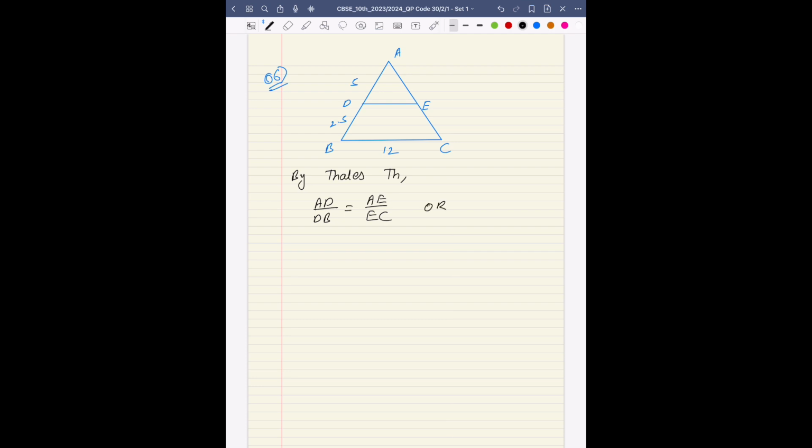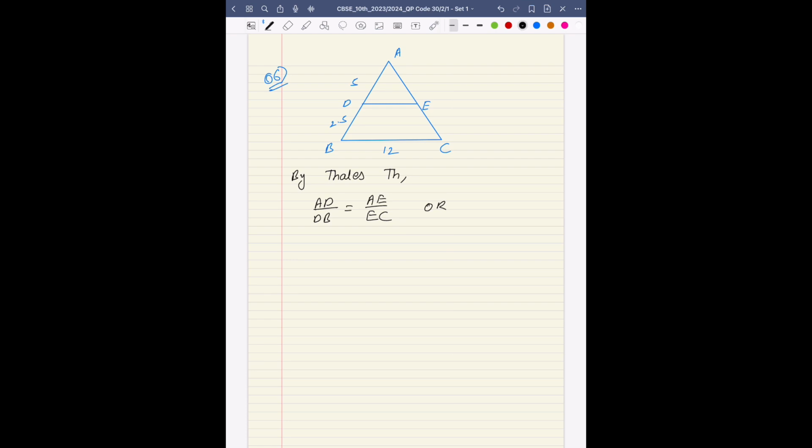Now what I'm trying to show is, if you want to find DE, there's one way. We first need to show that these two triangles are similar. If you show that, then you can take the third side and take the ratio and say that they are equal. How will we show? We will use SAS similarity. Okay, how do we use it?